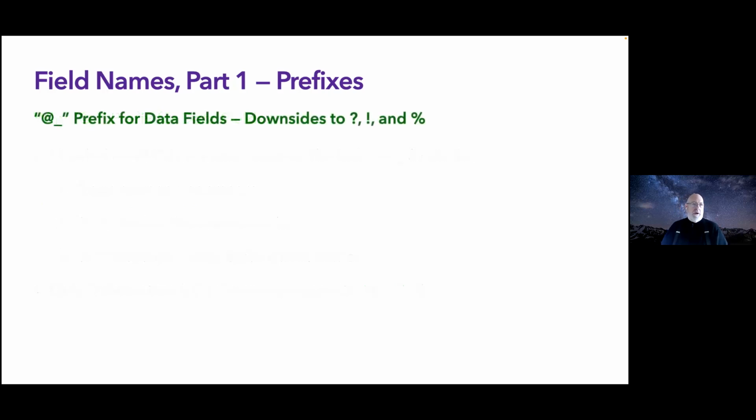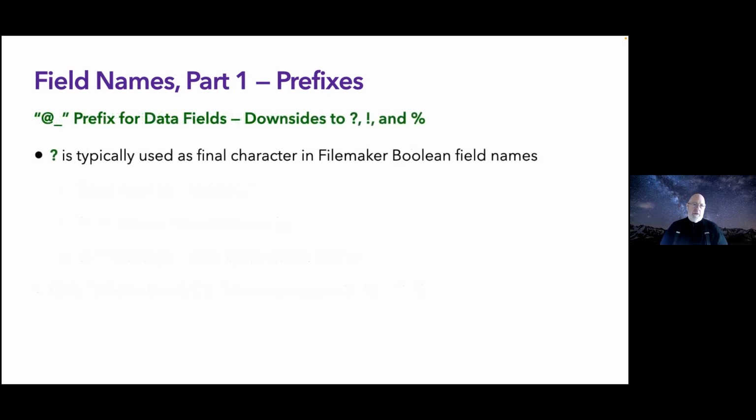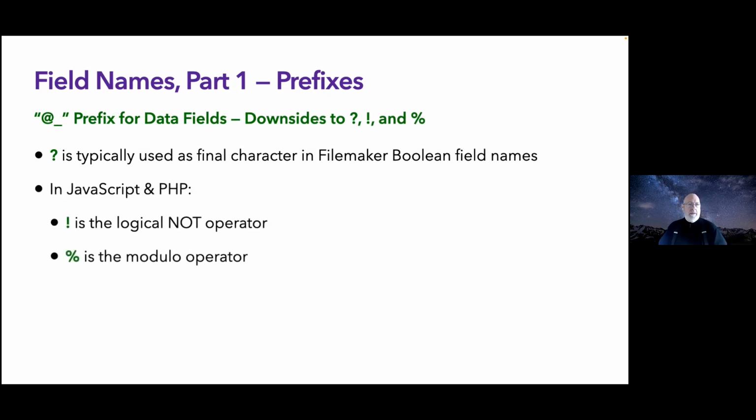So let's explore what the issues are with those latter 3. Question mark is typically used as a final character for FileMaker Boolean field names, so I didn't like that one at all. In JavaScript and PHP, exclamation points are the logical not operator, and % signs are the modulo operator. So I just felt like @ was the best solution of the 4.